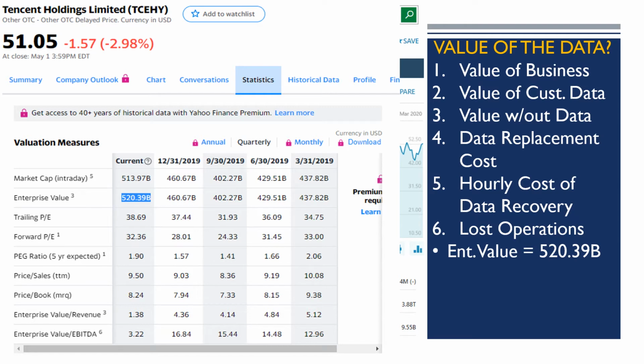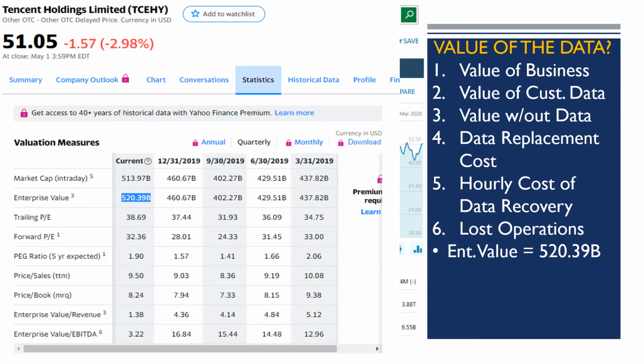What is their value without that customer data? Probably not nearly as substantial, because they would kind of be marketing in the dark and not offering exactly what is in tune to the public's desires. As far as what it would look like to replace that data, very, very timely, very costly.